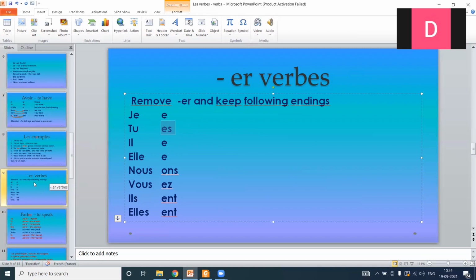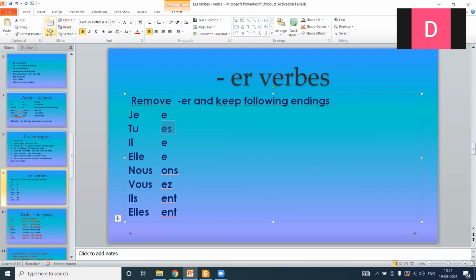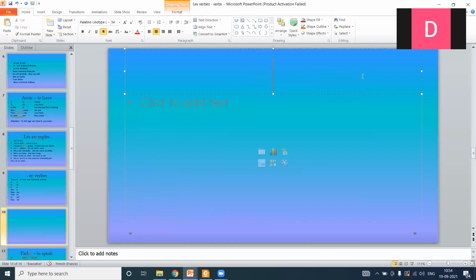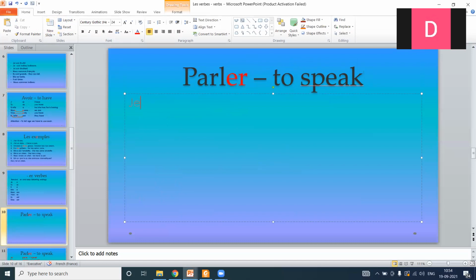Now, for example, the verb parler. Parler is a very, very basic verb. I mean, parler, to speak, right? To speak. So see, how we can identify it is a first group ending. ER is there. So, this order we should not break, Druti. First it should be je, next it will be tu. This order we should not break. Je, tu, il, elle, nous, vous, ils, elles. Ils plural, elles plural.